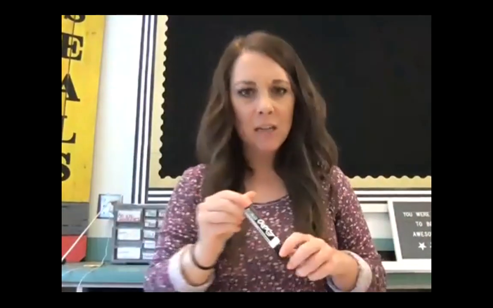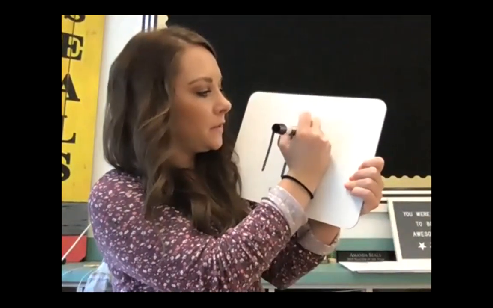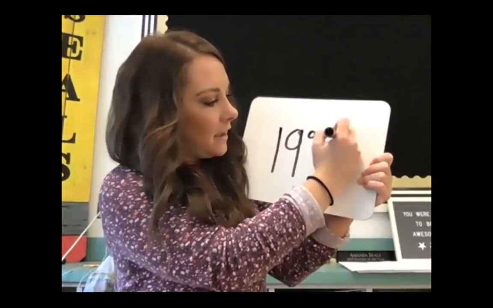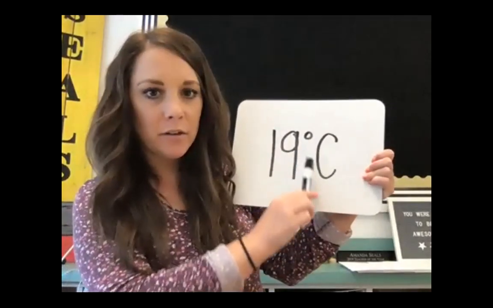Who thinks they can show me how or tell me how to write that? 19 degrees Celsius. I need my number first. Good. That's 19. Then am I done? It's 19? No. What else do I need? I need to label my number. My symbol for degrees. Good. And then a C for Celsius. So this says 19 degrees Celsius. Very good. All right, we're going to do one more together.